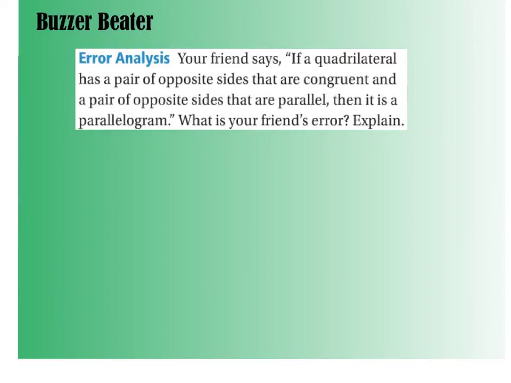And the last thing I have is one more problem for you. It does say buzzer beater up here, but I'm going to cross that out. Get rid of that. And we're going to make this another you try problem. We're going to do this last one. So this will be you try number 4. It says, your friend says if a quadrilateral has a pair of opposite sides that are congruent and a pair of opposite sides that are parallel, then it is a parallelogram. What is your friend's error? And explain. So I need you to give me an answer to that problem as well.